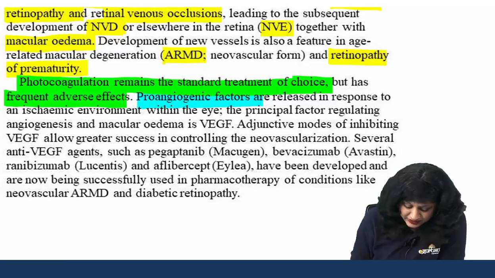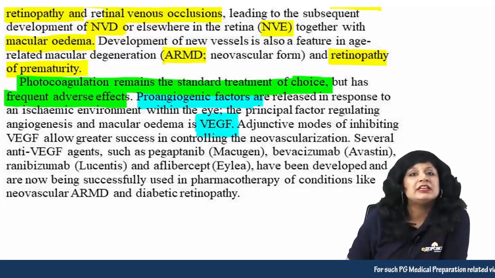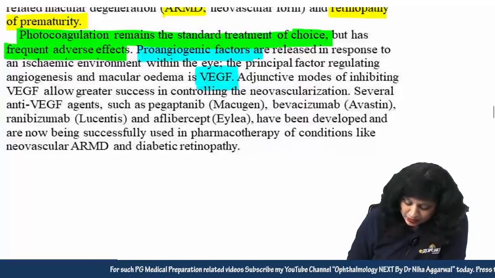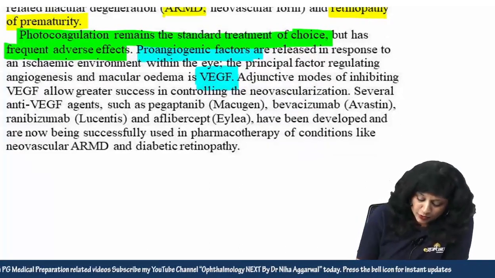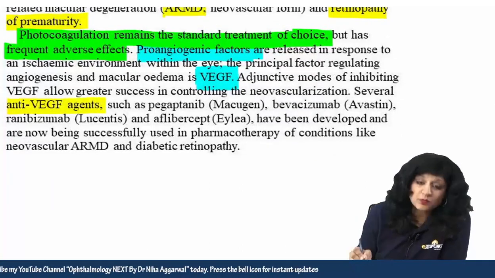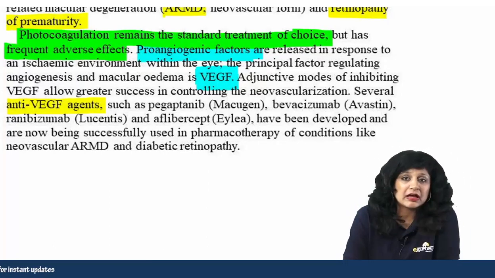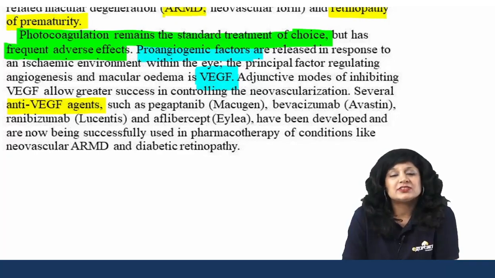These are actually released in response to this ischemic environment, and the main one is your VEGF, vascular endothelial growth factor. The adjunctive modes of inhibiting this allow a greater success. So we are giving a lot of anti-VEGF agents. So what they want to say is that whenever we have vascular diseases with ischemia, a lot of factors are released.